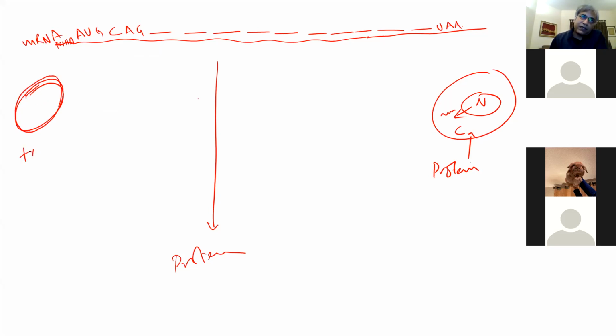The process of transcription and translation go hand in hand. This is the DNA. As the messenger RNA is coming out in bacteria, the ribosome machinery, which performs the translation of messenger RNA, catches up. We call this co-transcriptional translation.